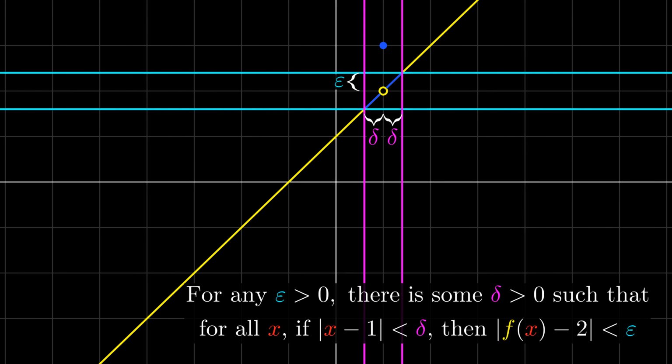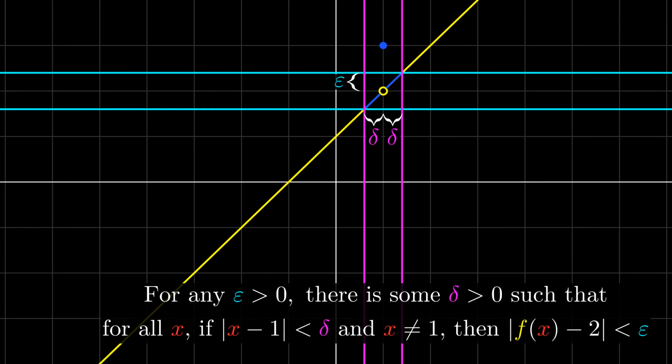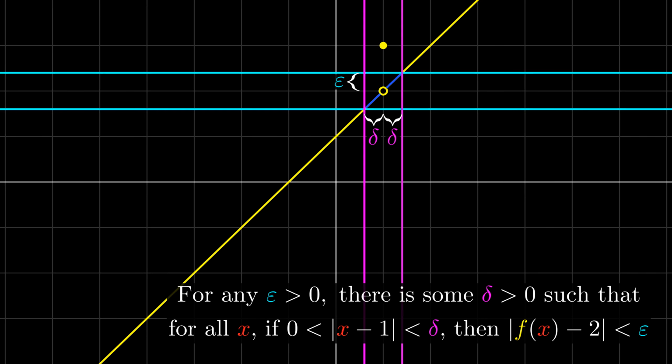To fix this issue, we can just say that in addition to the distance between x and 1 being less than delta, x can also not be equal to 1. This removes the point from the delta range, so the function value at that point no longer needs to be in the epsilon range. We can actually get away with making this condition slightly more concise. Saying that x is not equal to 1 is the same thing as saying that the distance between x and 1 is greater than 0. Thus, we can just say that the distance between x and 1 is greater than 0.